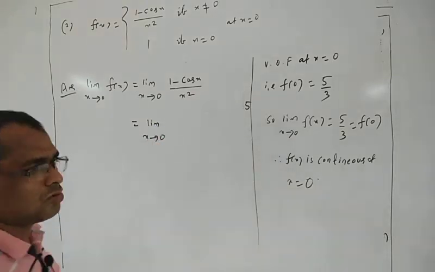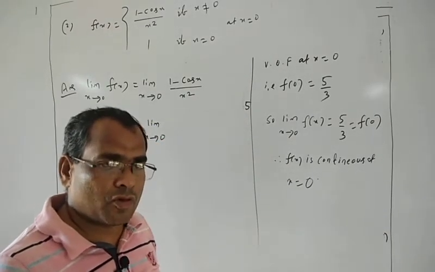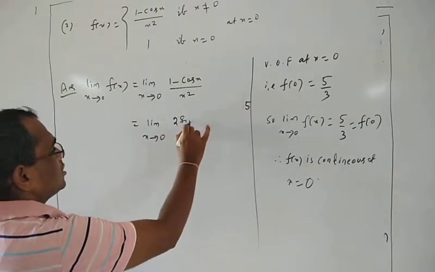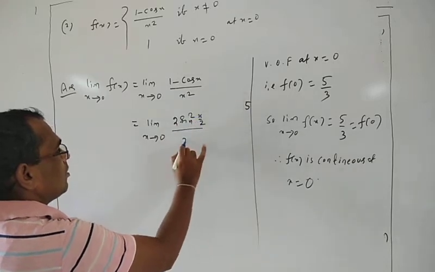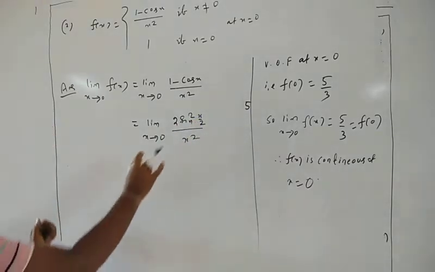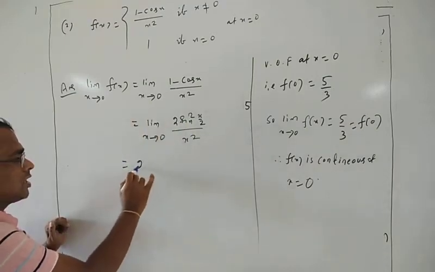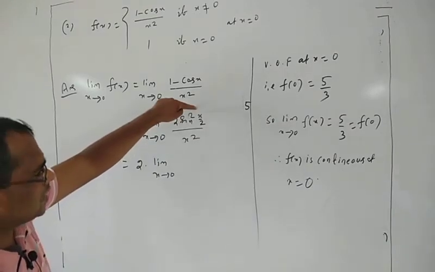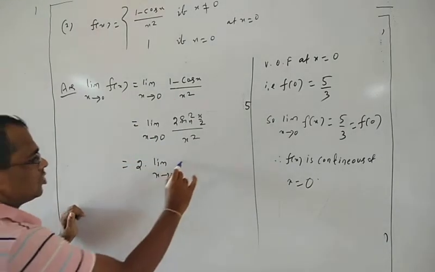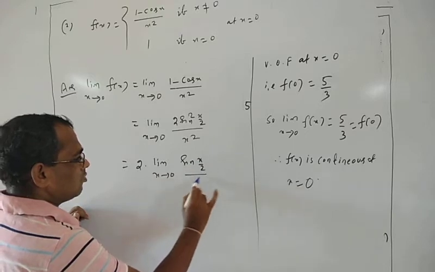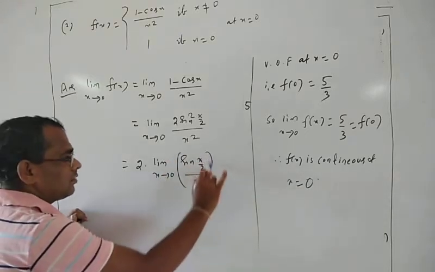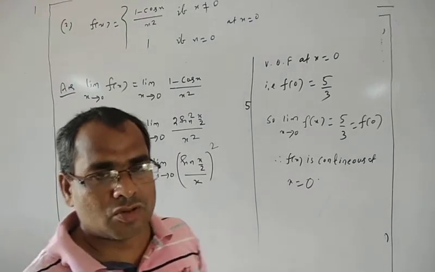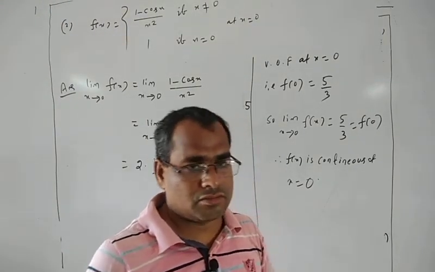Since we get 0 by 0 form, you have to either do factorization or use a formula. So using the formula for 1 minus cos x, this is 2 sin square x by 2 by x square. Here 2 is a constant, so taking it outside, 2 into the limit as x tends to 0 of sin square x by 2 over x square. So this is equal to sin x by 2 by x whole square. There is a formula for the limit as x tends to a of f of x whole square.